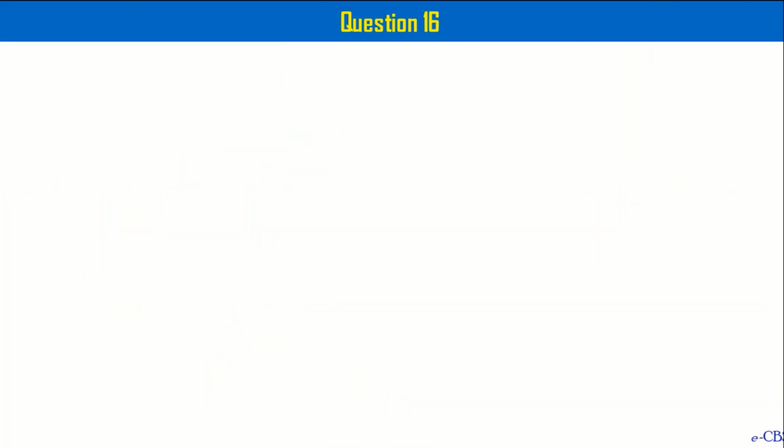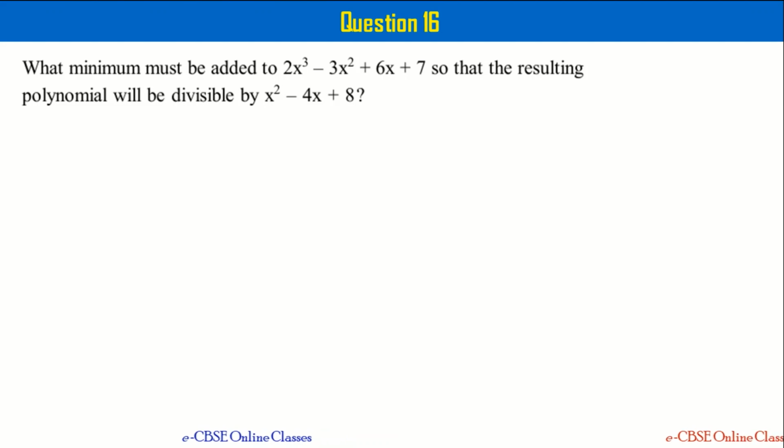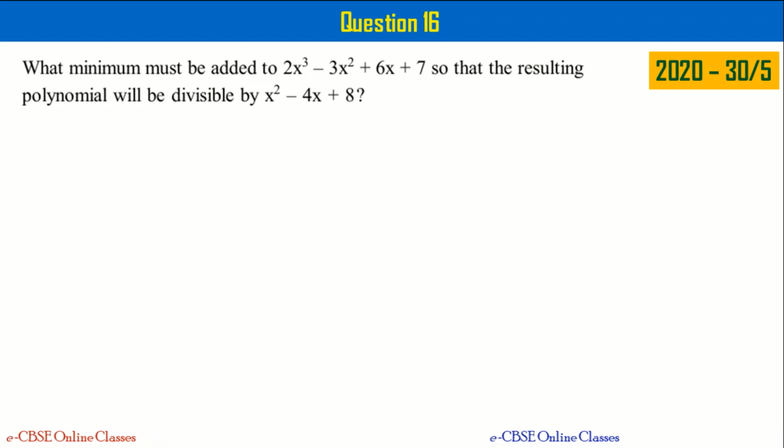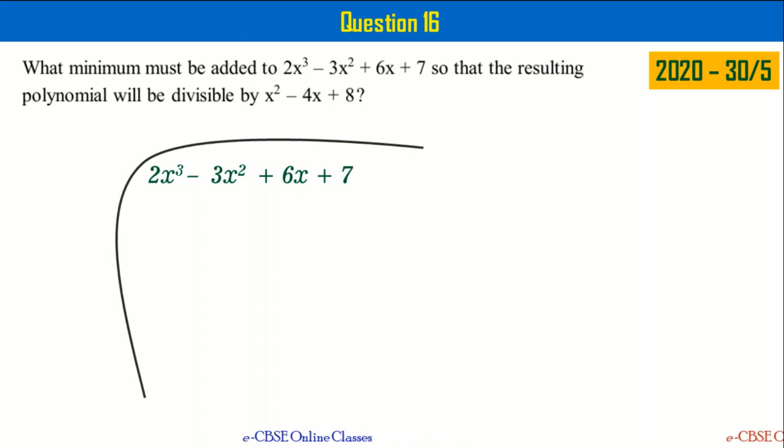Now let's go to question number 16. That is, what minimum must be added to 2x cube minus 3x square plus 6x plus 7 so that the resulting polynomial will be divisible by x square minus 4x plus 8. This is also a division problem from year 2020, set number 5. Let me write the dividend and draw a line and write divisor on the other side.